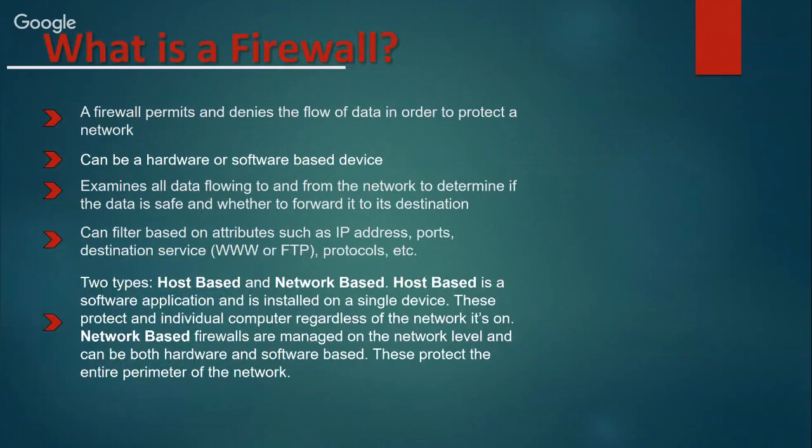A firewall permits and denies the flow of data in order to protect a network. It can be a hardware or software-based device. It examines all the data flowing to and from the network to determine if the data is safe and whether to forward it to its destination. It can filter based on attributes such as IP addresses, ports, destination services such as www or FTP, protocols, etc. The two big types of firewalls are host-based and network-based.